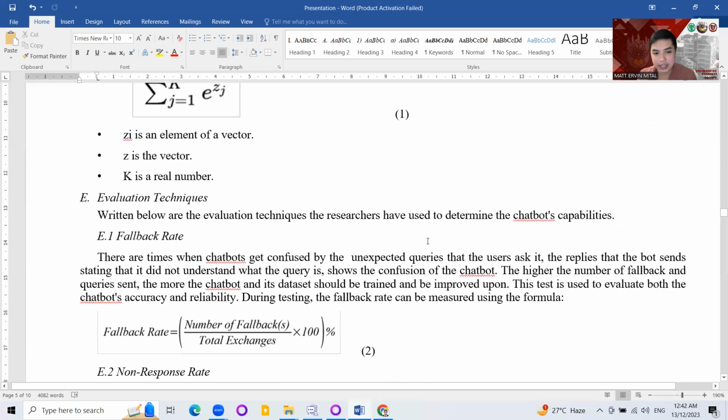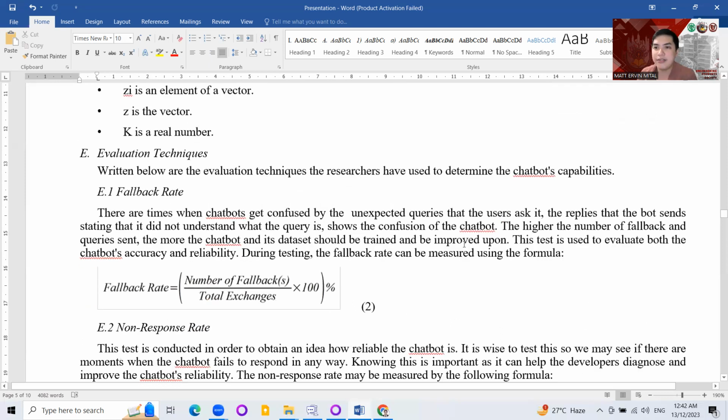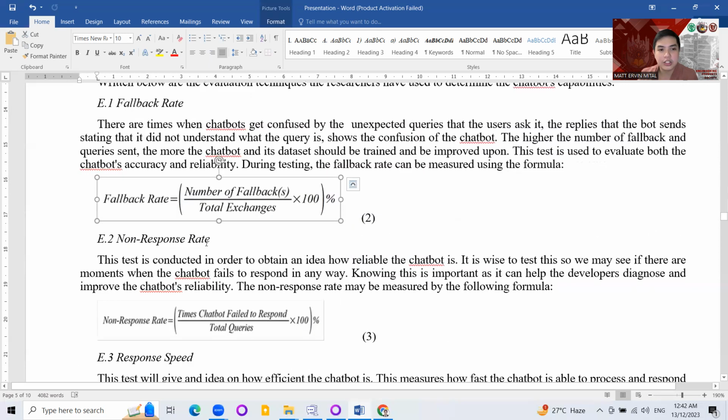For the evaluation techniques, these are metrics that we have used so that we can see the value of its error. First is the fallback rate. Fallback rate is the questions not answered correctly. It will be the number of fallbacks over the total exchanges times 100, so it will be in percentage. The non-response rate is different from the fallback rate, because the non-response rate would be when the user asks a question to the chatbot, but the chatbot interprets it as an invalid question. As a consequence, the chatbot will not reply.